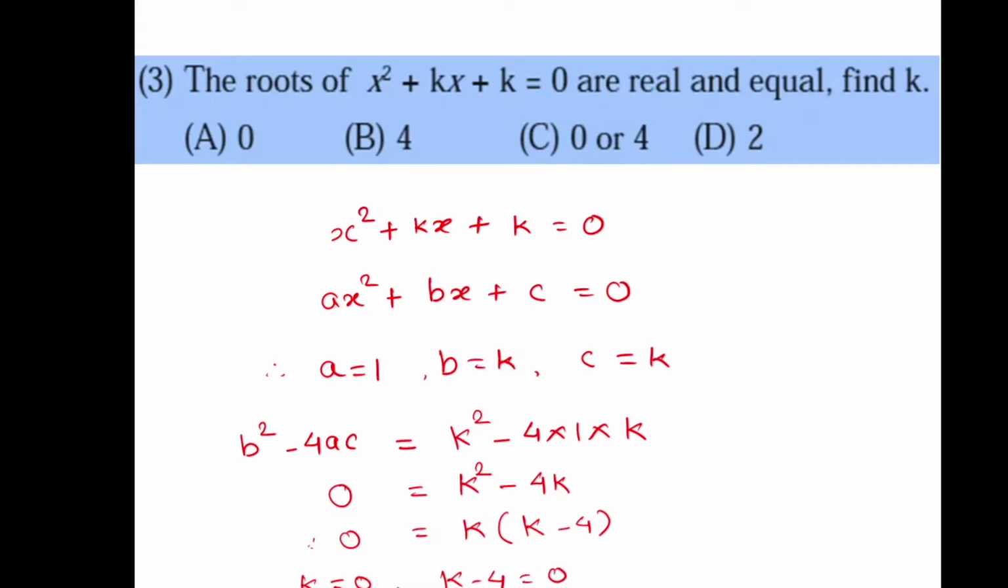That is, either we get value of k as 0 or k is equal to, if we take minus 4 to the right hand side, it will become plus 4. So here two values we get, either 0 or 4. So amongst the four alternatives there is alternative C, which shows the values 0 or 4. That's why these are the values of k. So this is the correct alternative.